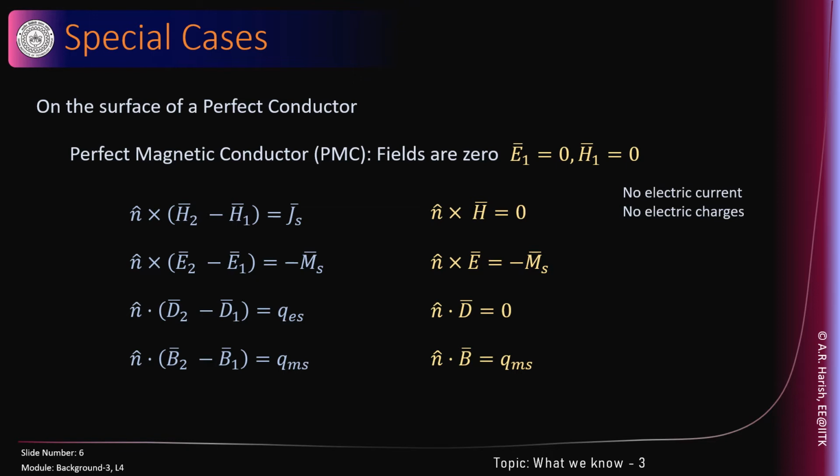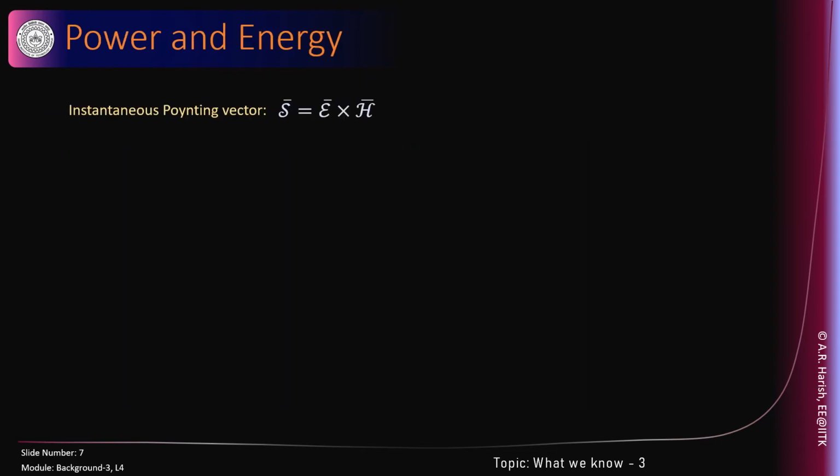That is, tangential H is 0 on a perfect magnetic conductor, whereas tangential E will be minus Ms, the magnetic surface current. And normal component of D is 0, whereas normal component of B will give us magnetic surface charges, which we rarely use, this last equation. Most of the time when you are working with a PMC, we will be focused on n cross H equal to 0 and n cross E equal to minus Ms. These are the two equations which are very useful to us when we are handling a perfect magnetic conductor.